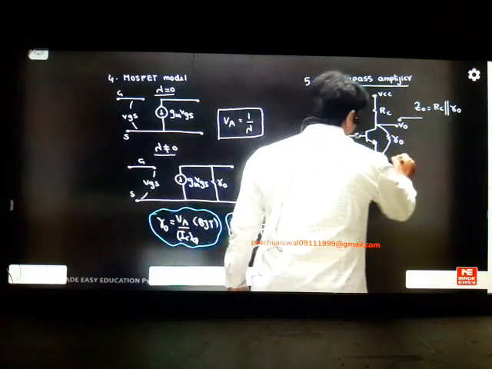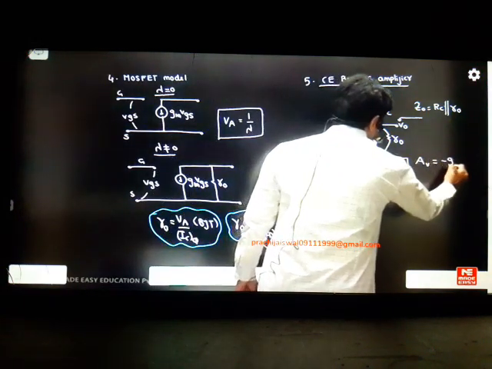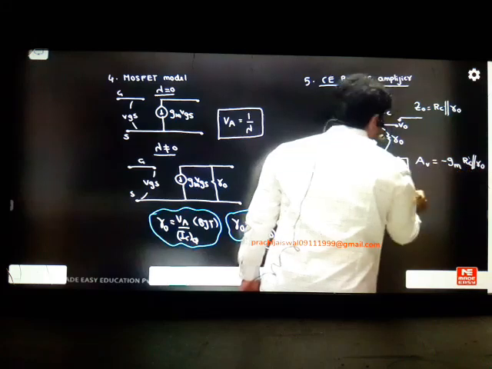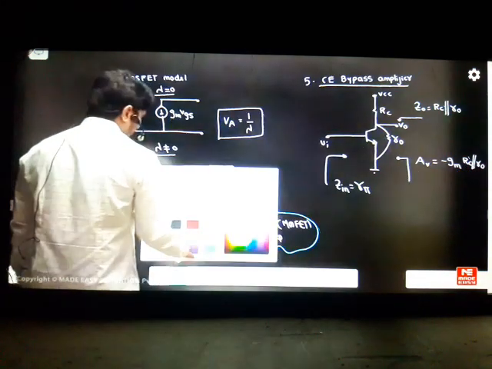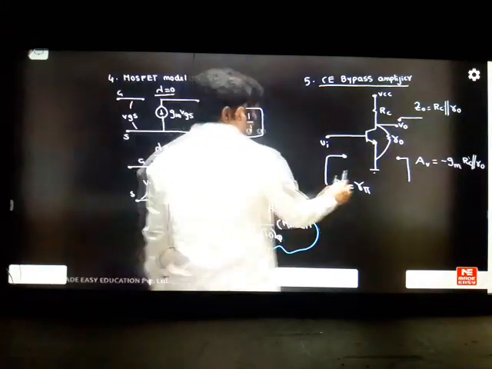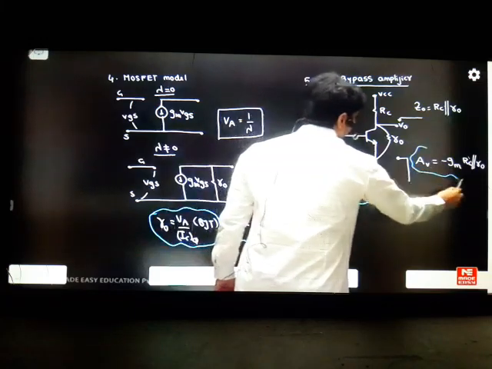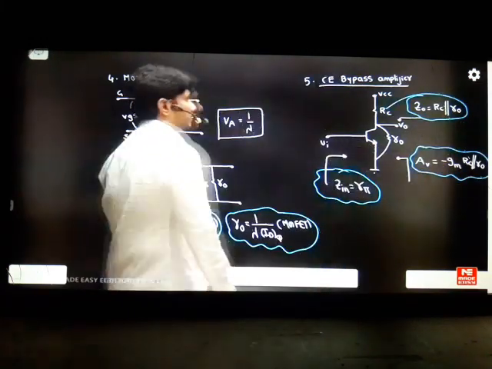And what is the gain? Seeing this board, your gain answer is minus gm into RC parallel to R0. This is the gain. You can see how easy they are. Completed the formulas. This is about your common emitter bypass practice. So no need of any AC models, straightforward, you can solve the answers. After getting the complete analysis, easy practice.